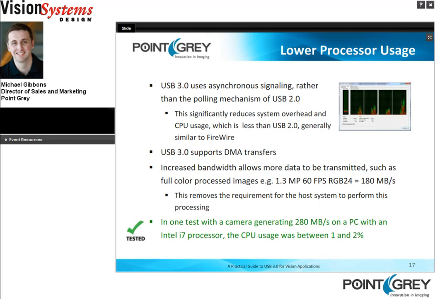USB 3 also supports DMA transfers, so direct memory access allows data to be read from and written to main memory without going through the CPU. And then, of course, the increased bandwidth allows more data to be transmitted. So, for example, the camera can send full color processed images because it has that bandwidth to do so. This removes the requirement for the host system to actually perform this processing. So all these things contribute to less processor time spent handling the camera and its data, and more processor time spent actually doing the vision application.